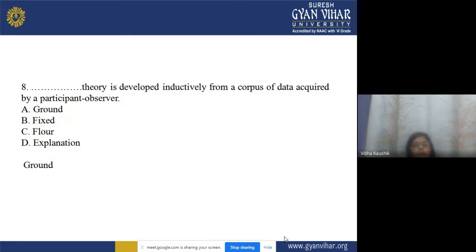Now the eighth one: dash theory is developed inductively from a corpus of data acquired by a participant observer. Now the options are A ground, B fixed, C flow, or D explanation. So which theory is developed inductively? And the correct answer is option A, that is grounded theory is developed inductively.